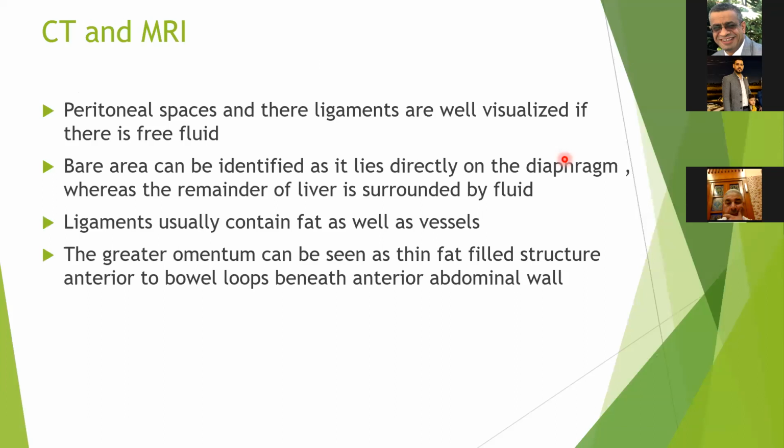CT and MRI. Peritoneal spaces and their ligaments are well visualized if there is free fluid. The bare area can be identified as it lies directly on the diaphragm, whereas the remainder of the liver is surrounded by fluid. Ligaments usually contain fat as well as vessels. The greater omentum can be seen as a thin fat-filled structure anterior to bowel loops beneath the anterior abdominal wall.